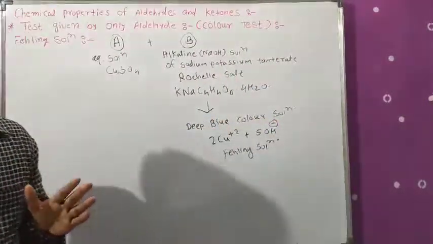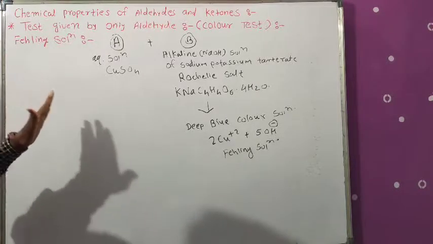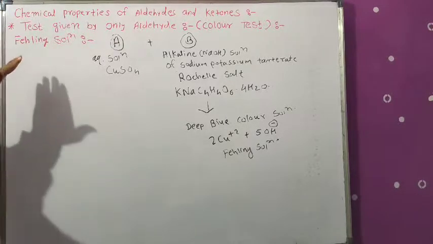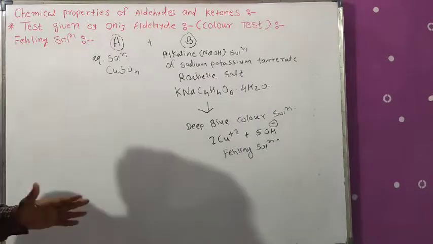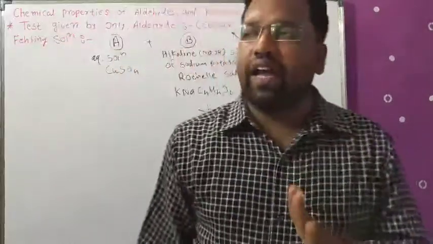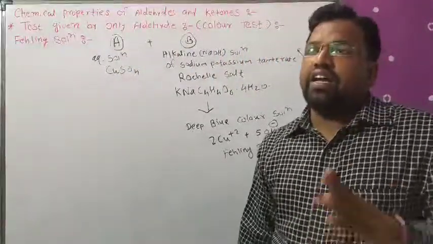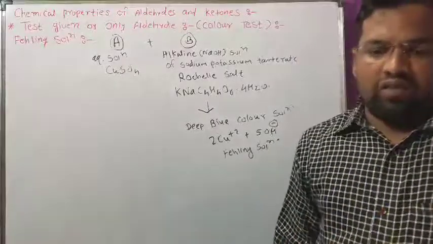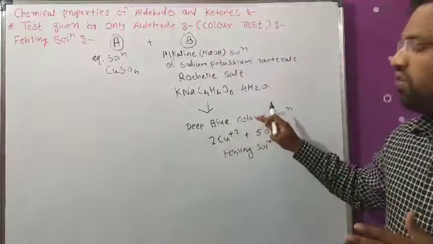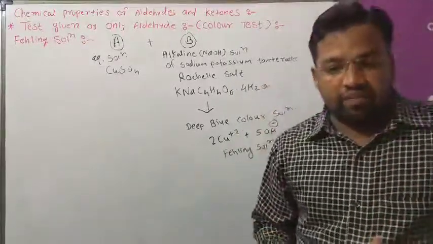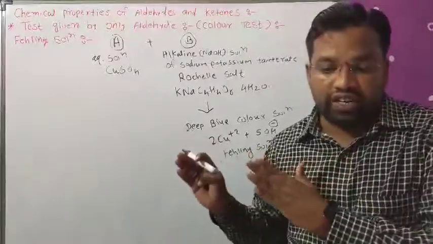aldehyde shows the reaction or shows the color test with the Fehling solution, but not aromatic aldehyde. Okay, so remember, only aliphatic aldehyde. So see here, when aliphatic aldehyde reacts with the Fehling solution, the deep blue color of the Fehling solution disappears and a red ppt of cuprous oxide is formed.